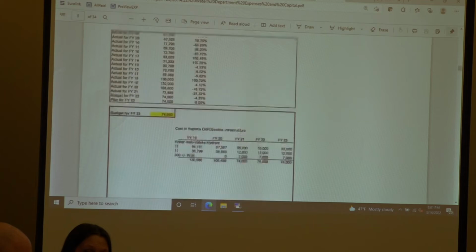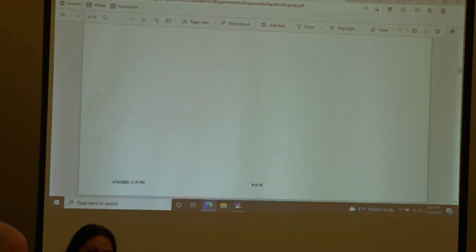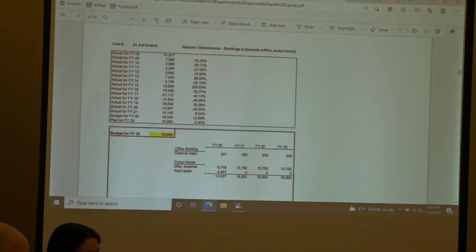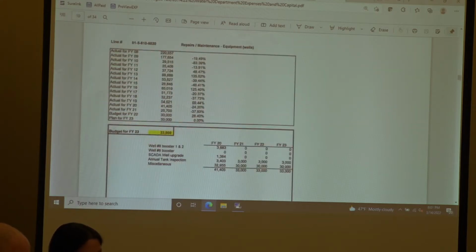All right, so 8 of 30 stays the same at 74,000. Repairs, maintenance, buildings and grounds, 16,000. Same as last year. Maintenance equipment on the wells, 33,000, same as last year.